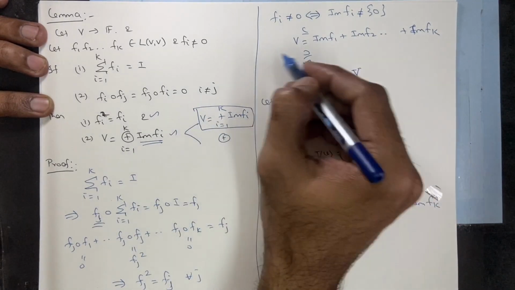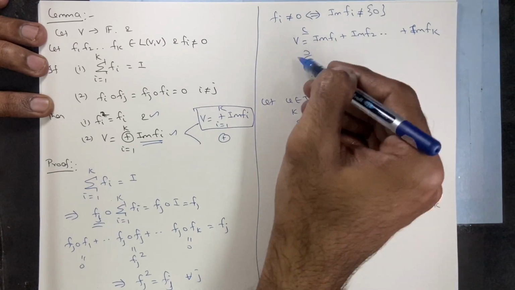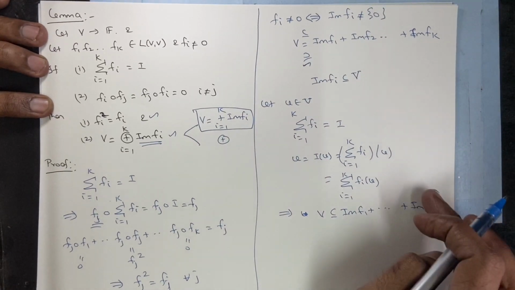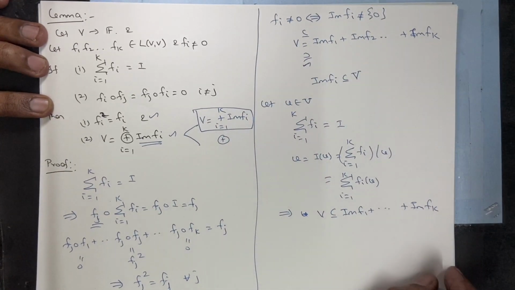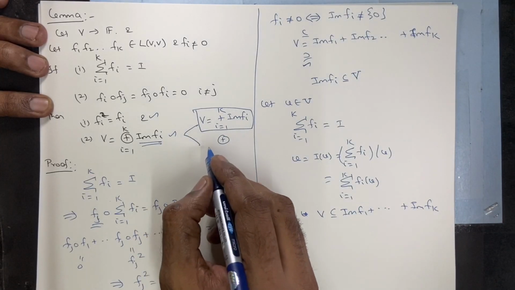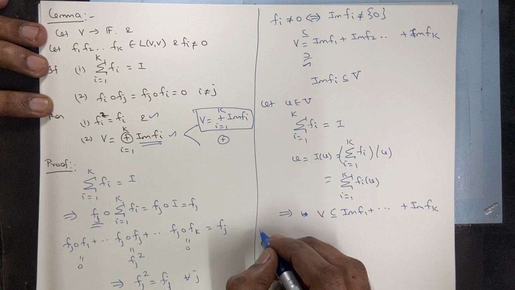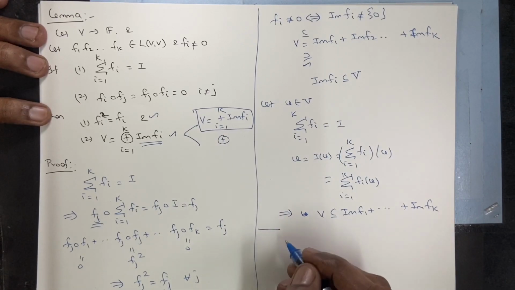As I said, the converse part is trivial, so we leave that as an exercise. It's easy to prove. Therefore, we are left with only proving the other part, that it's a direct sum. So how do we prove that it's a direct sum?